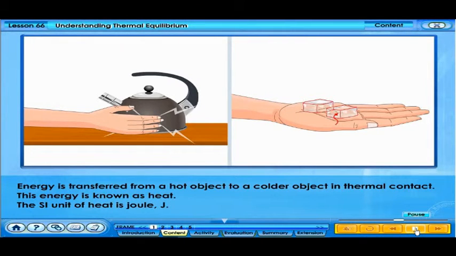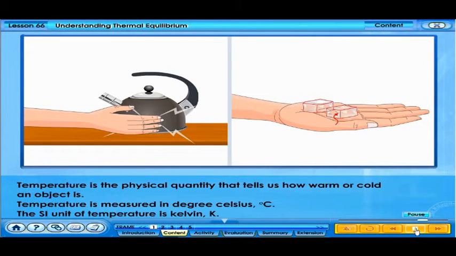Energy is transferred from a hot object to a colder object in thermal contact. This energy is known as heat. The SI unit of heat is joule or J. Temperature is the physical quantity that tells us how warm or cold an object is. Temperature is measured in degrees Celsius. The SI unit of temperature is Kelvin.